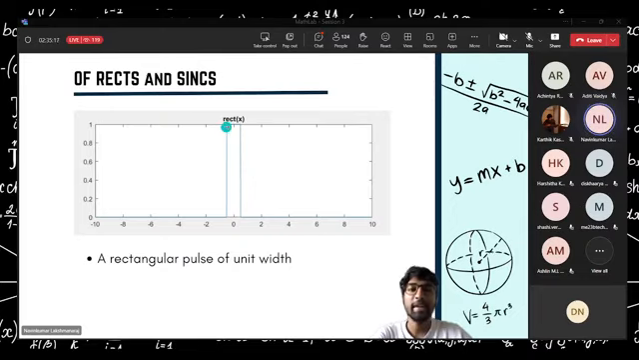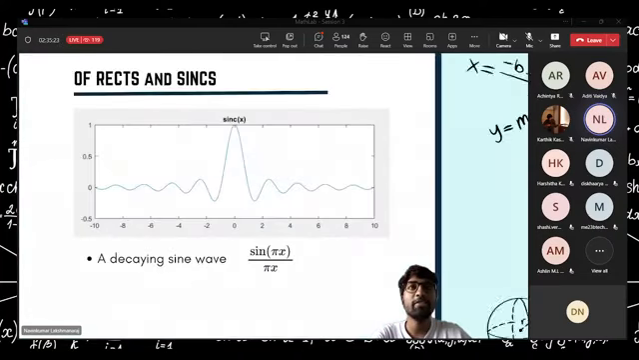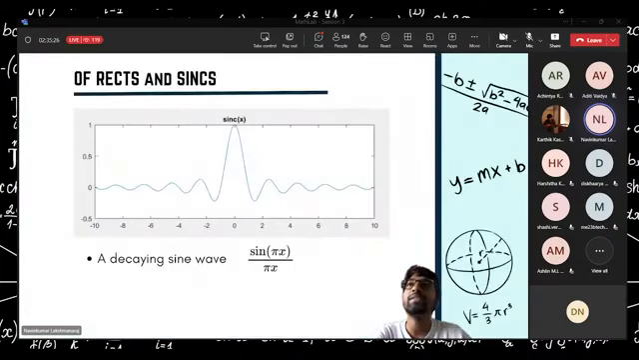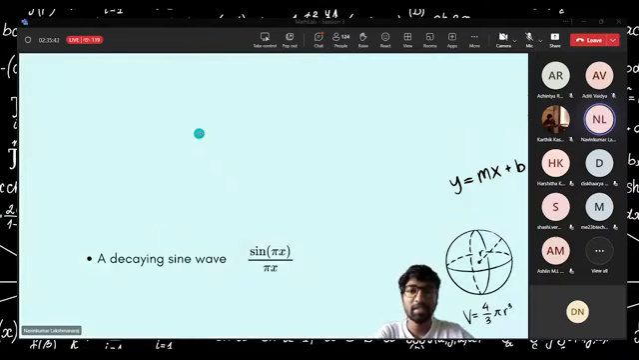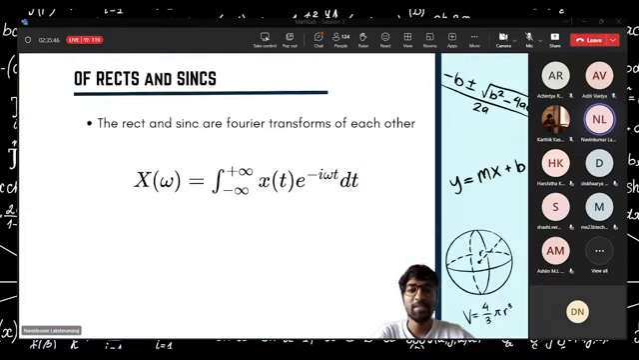A rect of x is something you can use to restrict some function within a particular domain. And the sinc of x is something that comes out naturally in, let's say, interference. A lot of you would have probably studied interference in grade 12. There you'd have seen that the intensity of the light interfering at some point on the screen is proportional to sin square x by x square. So that is what the sinc function is. And why am I talking about them here? These two particularly are Fourier transforms of each other. In the sense, if you take the Fourier transform of the rectangular pulse, what you get is the sinc. If you take the Fourier transform of the sinc, what you get is the rect.